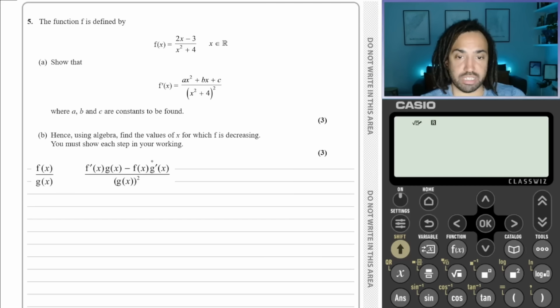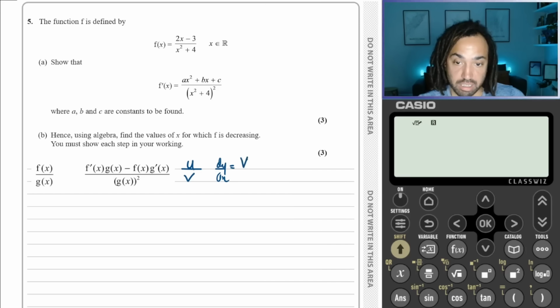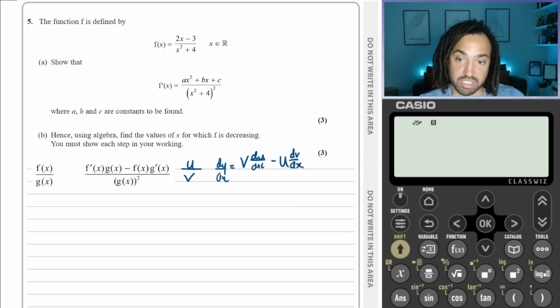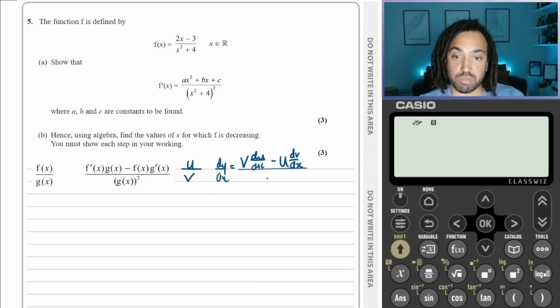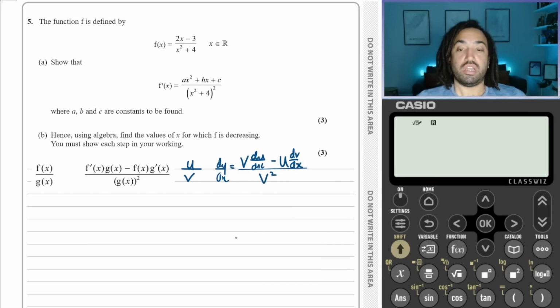I think I much prefer it when you have u and v, then the derivative, the dy by dx of this will be capital V du by dx minus capital U dv by dx all over v squared. I think that's what most people are used to with the quotient rule. So let's define our u and our v. Well, u is the numerator of the fraction and v is the denominator.